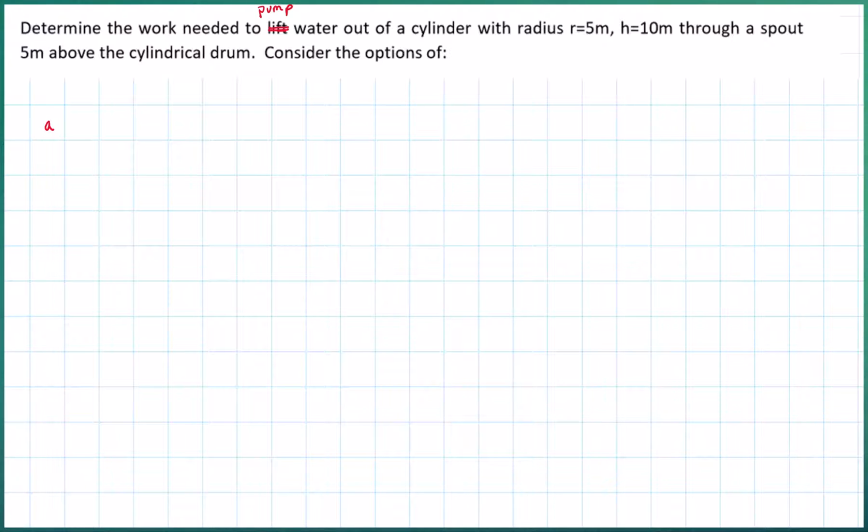So we're going to consider the option where this cylindrical drum is full of water, so let's do that first. And then we can come back and we'll think about it. What would it be if we only wanted to pump the top half of the water? We'll consider full of water and let's pump it all out. We can do all kinds of variations here. Let's pump out all of the water.